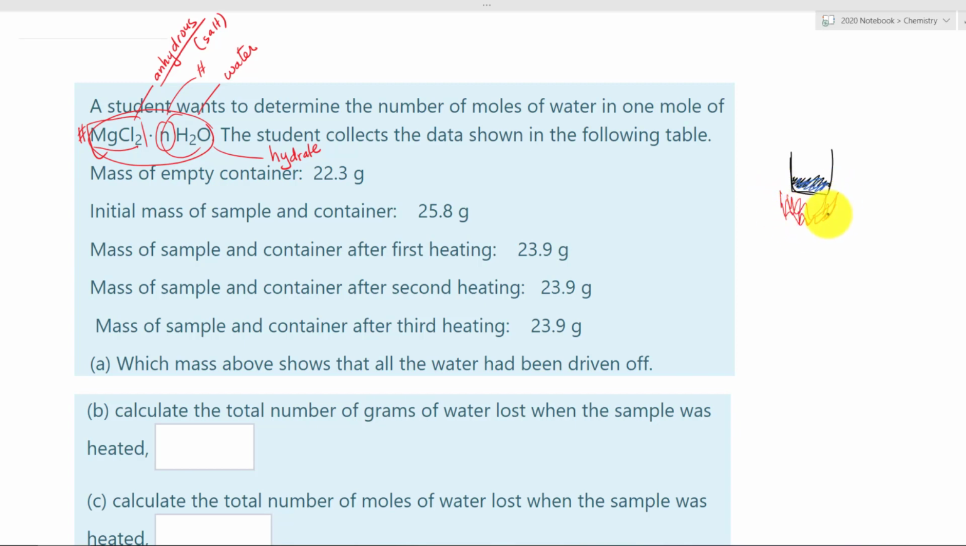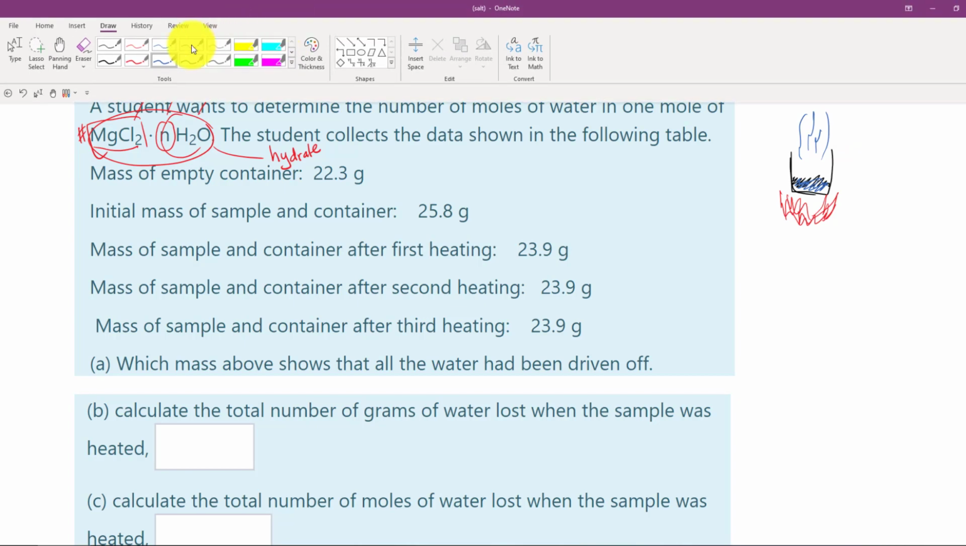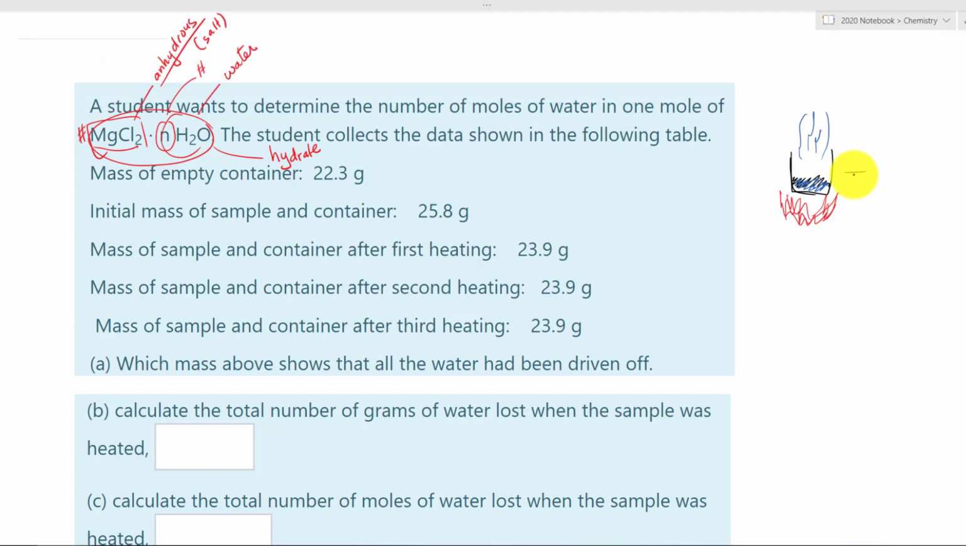So what happens to the water? Well, in this case, the water is going to evaporate. And what's left at the very end, you already figured this out. After you heat it for so long, what's left is just going to be the anhydrous part, which is the salt. Anhydrous. There you go. And here the water is evaporated. So that's how it works. So let's look at the data behind this.